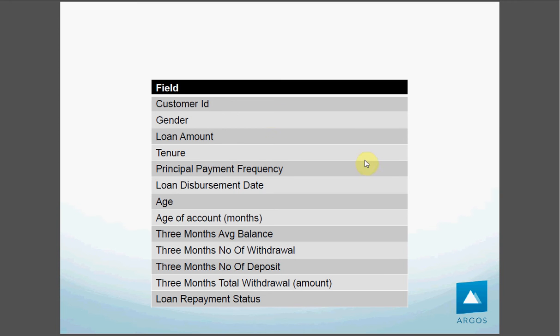This is what we've got: customer ID, gender, loan amount, tenure, principal payment frequency, loan disbursement date, age of account in months, 3 months average balance, 3 months number of withdrawal, 3 months number of deposit, 3 months total withdrawal, and loan repayment status. This one is especially important. Alright, so now we've got this information in front of us. What can we do with it? The answer is a lot.